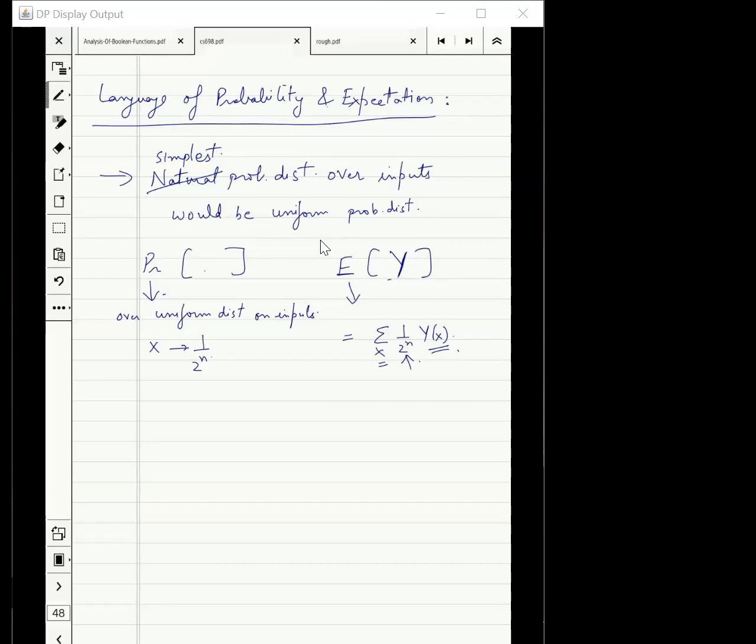Okay. Yeah. So this is the expectation. Let's put whatever we have learned in terms of probability and expectation, right? First thing is, what is the expectation of this quantity?